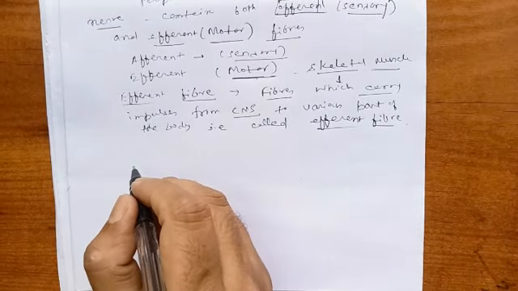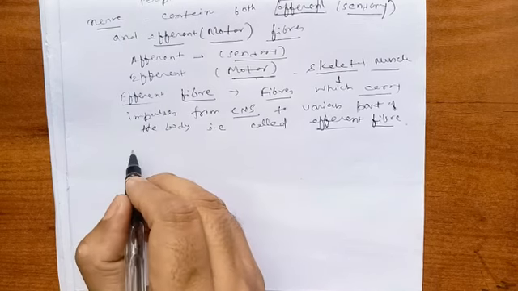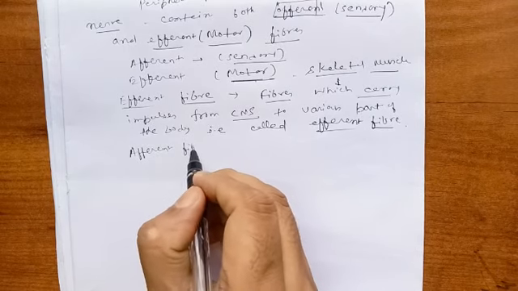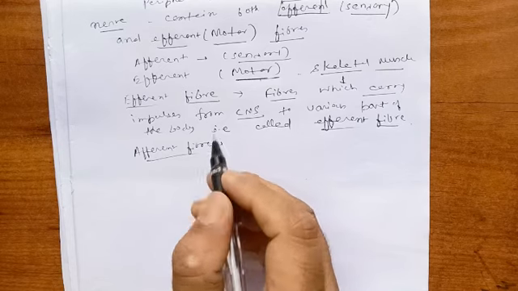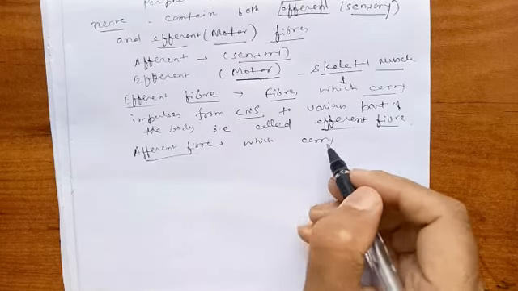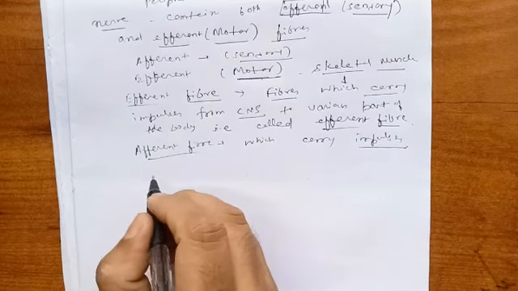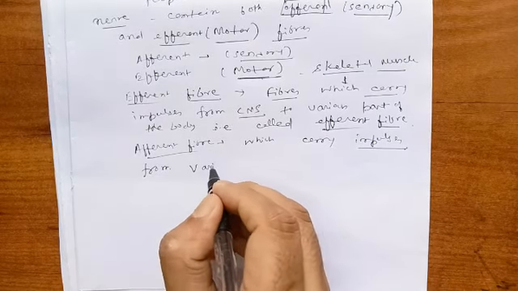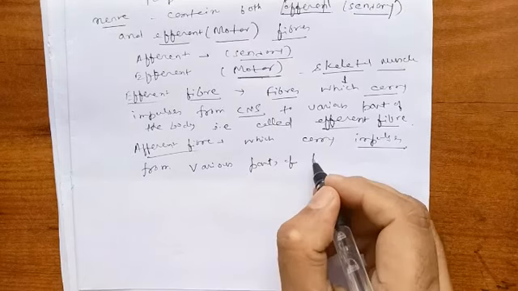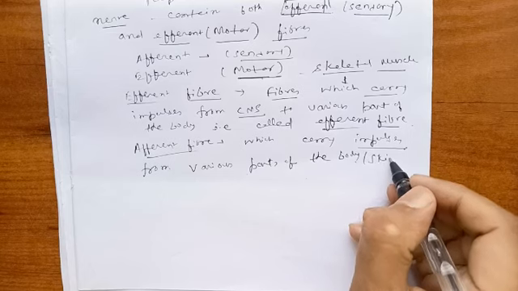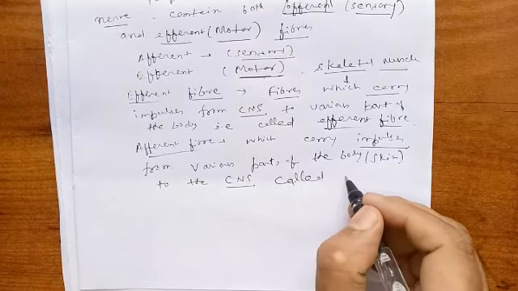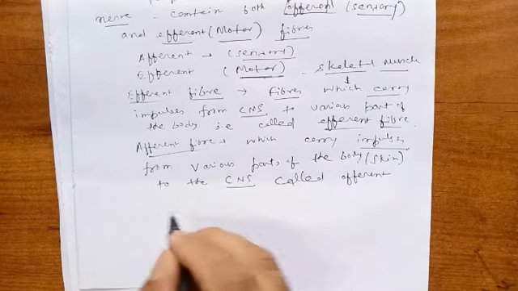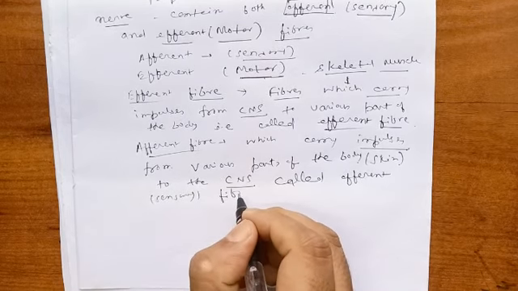And what is the afferent fiber? That is the sensory fiber, which carries sensory impulses from various parts of the body, just like the skin and deeper structures, to the central nervous system. That is called the afferent or sensory fibers.